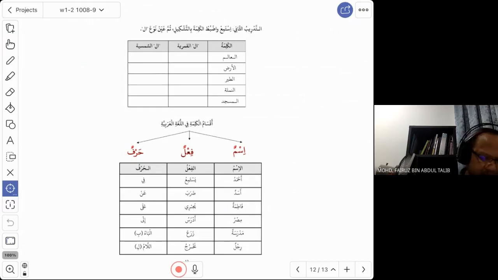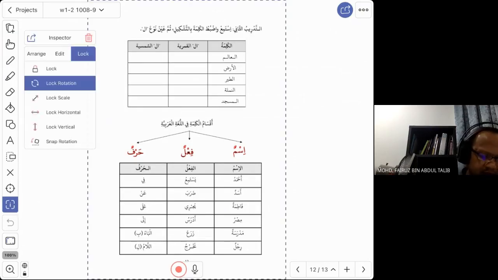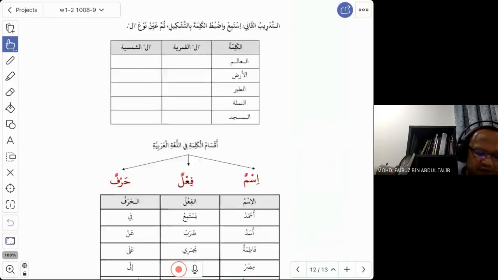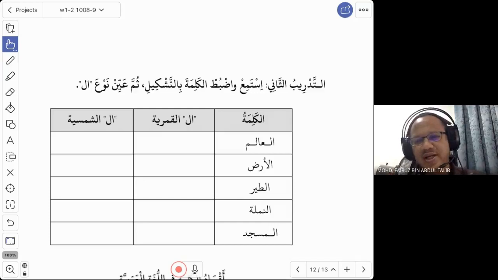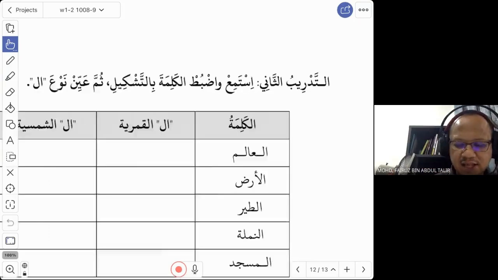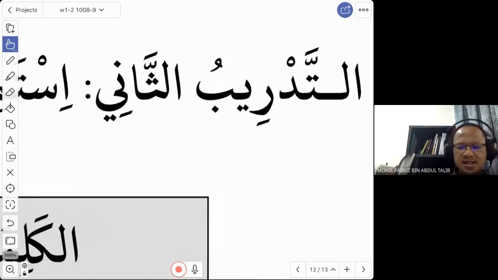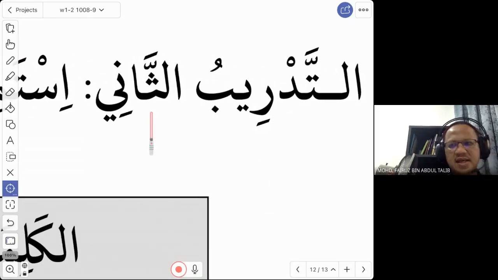The next exercise is also about Qamariyyah and Syamsiyyah, but this time not only for Alif Lam, this is about the Tashkil. This is about the vowels. So we have learned all of the vowels that you need to know in Arabic. So in this exercise, At-Tadrib Al-Thani, the second exercise.